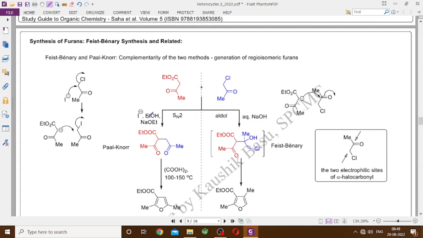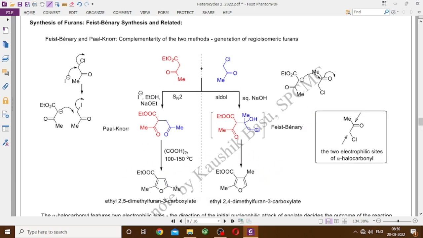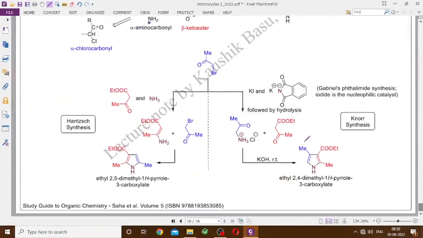Or you can choose to promote the SN2 reaction first, so that 1,4-dicarbonyl is generated in the reaction medium, so that the reaction course gets diverted into the Paal-Knorr channel, so that two different isomeric furan derivatives are prepared. So the same thing is happening here. Let us take an example.